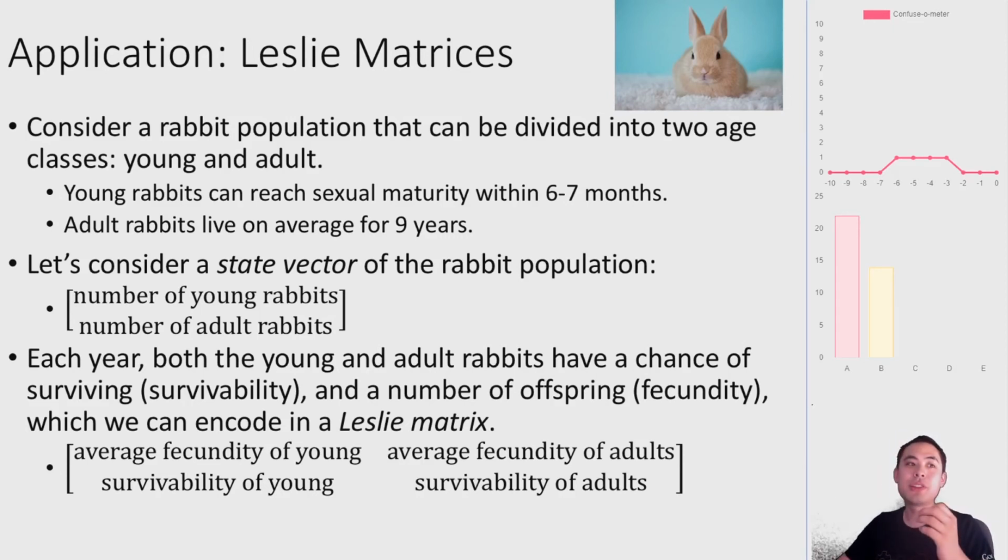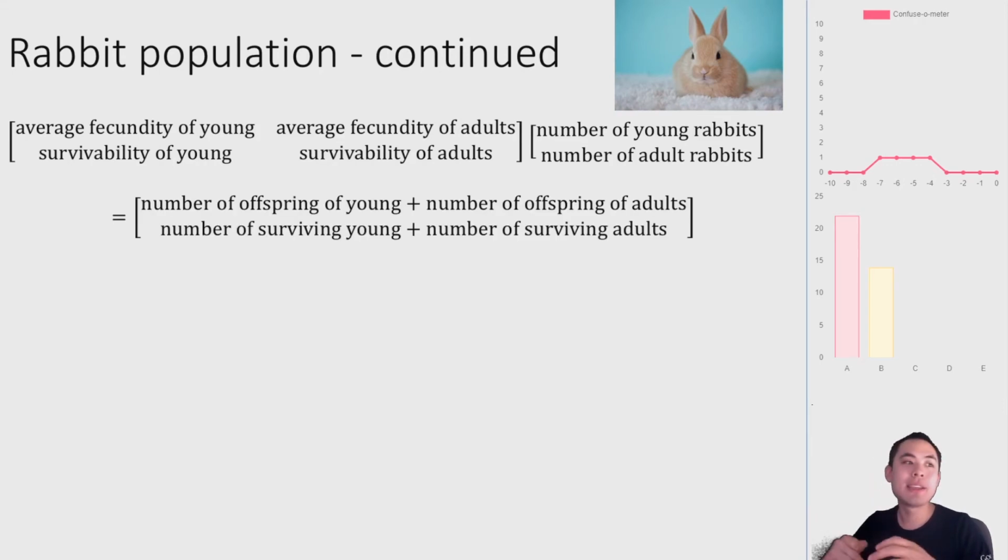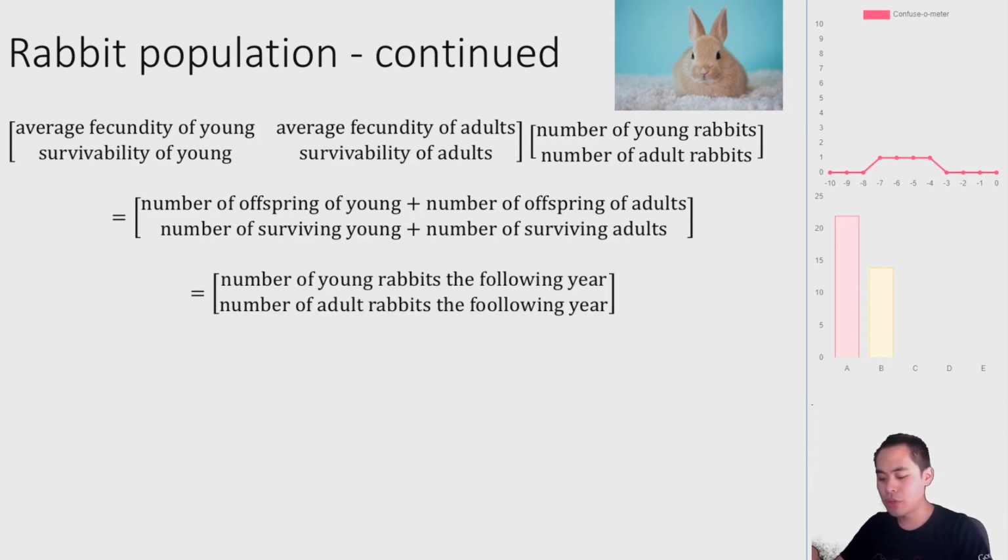And once you've done this, it turns out that we can think of this as a matrix transformation. So if you take a look at this matrix, which we call the Leslie matrix, and you multiply it by this matrix called the population vector, what you end up getting is what I just described. So the top coordinate is going to be the number of offspring of the young rabbits plus the number of offspring of the adult rabbits. And the bottom coordinate is going to be the number of surviving young plus the number of surviving adults. So that's going to be equal to the number of young rabbits the following year and the number of adult rabbits the following year. I misspelled following, that is following, for the record.